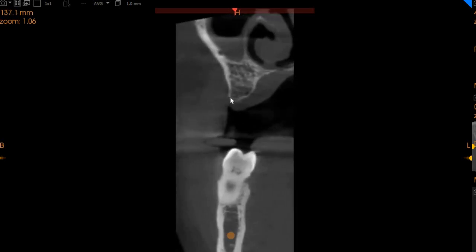On the upper left hand quadrant, this is distal to the upper left 5, we've got healthy bone. We've got a slightly thicker ridge. We've got 5.8 millimeters of ridge width with a good 11 millimeters of ridge height. The bone quality in this region is D2 with a good healthy cancellous bone.